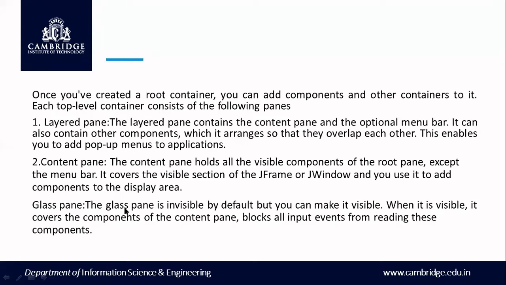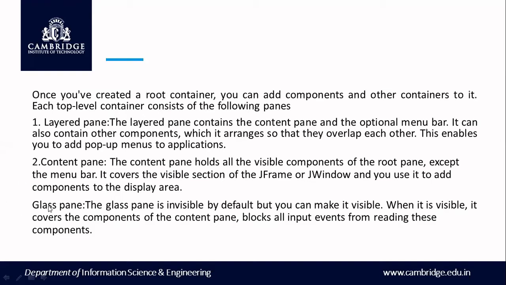Next is the glass pane. The glass pane is invisible by default, but you can make it visible. When it is visible, it covers the components of the content pane and blocks all the input events from reaching those components. So the glass pane is basically used for invisible components which you don't want visible to the users, but you can make it visible. When it is visible, it covers the components of the content pane. It will block the input activities into your container. That is nothing but your glass pane.